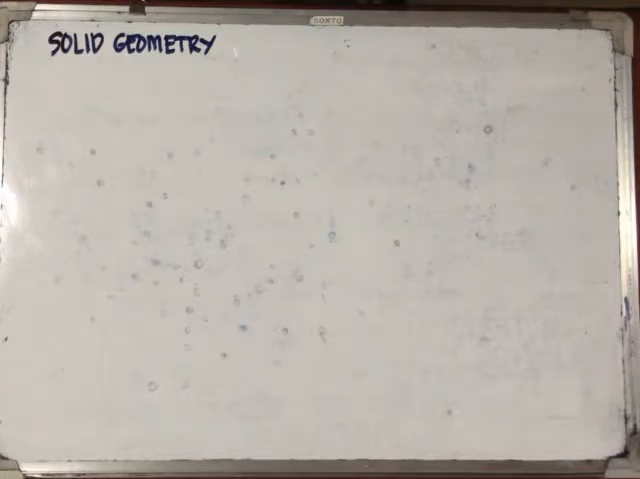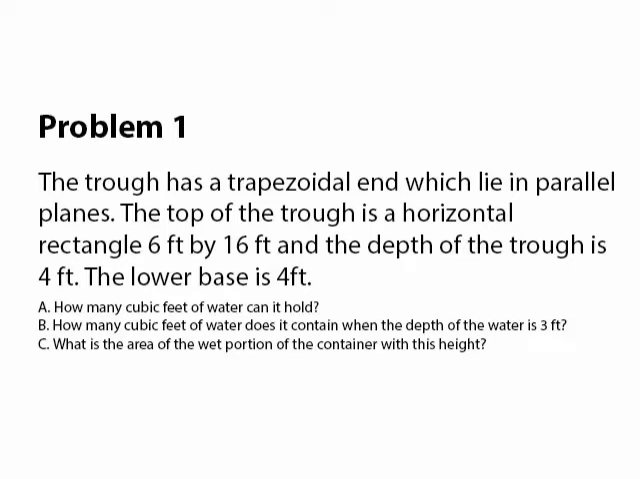Okay? So we have here a trough has a trapezoidal ends which lie in parallel planes. The top of the trough is a horizontal rectangle 6 feet by 16 feet, and the depth of the trough is 4 feet. How many cubic feet of water can it hold? How many cubic feet of water does it contain when the depth is 3 feet? And what is the area of the wet portion of this container at this height?